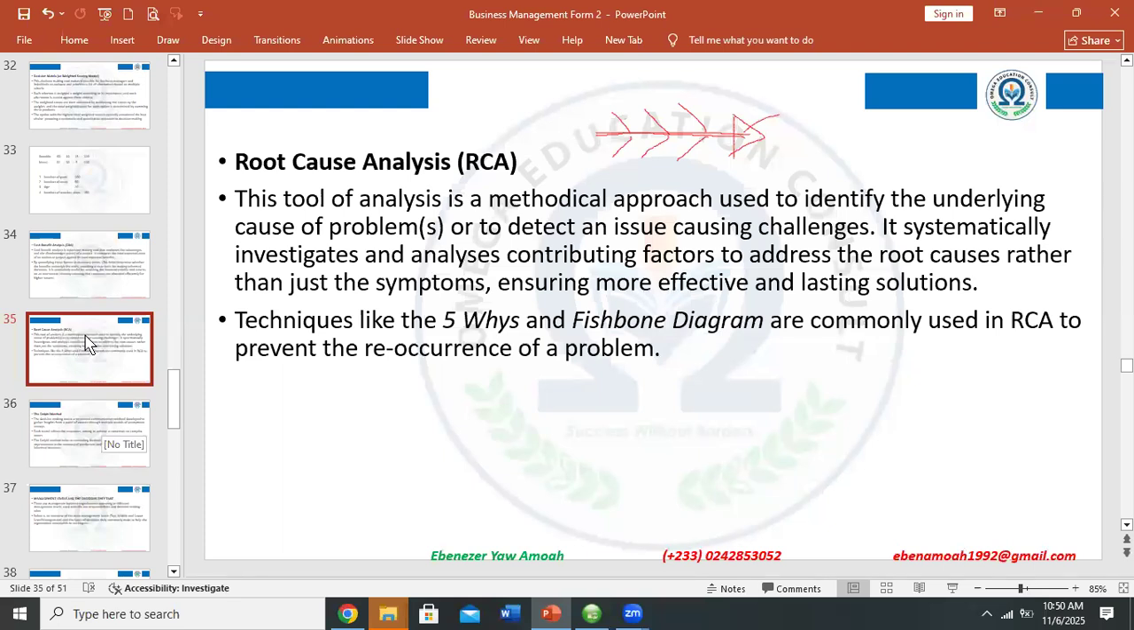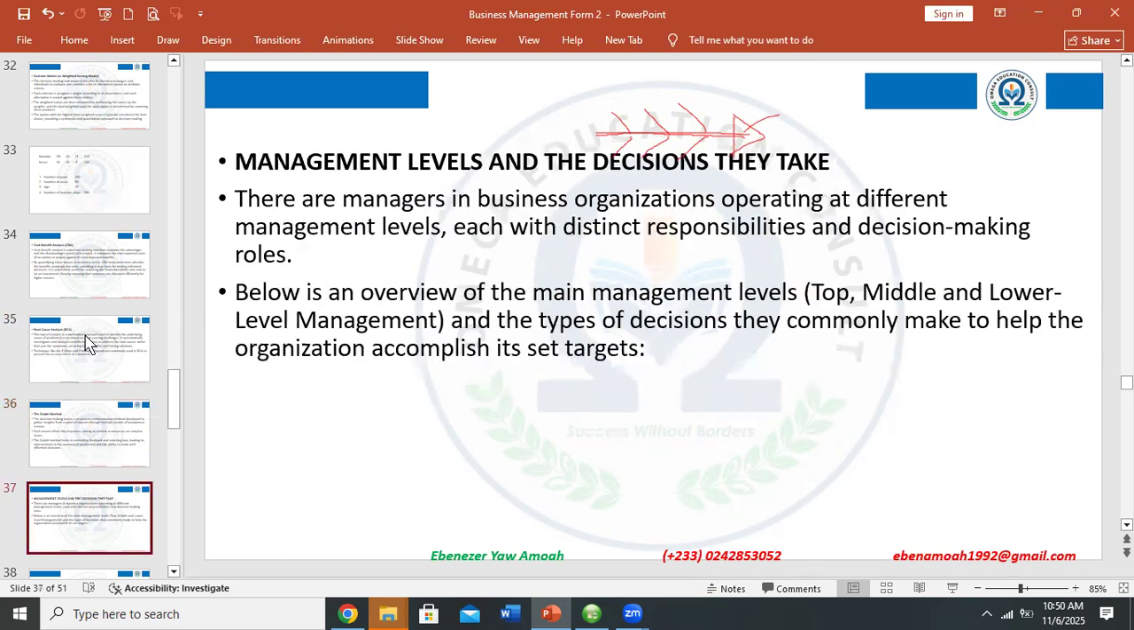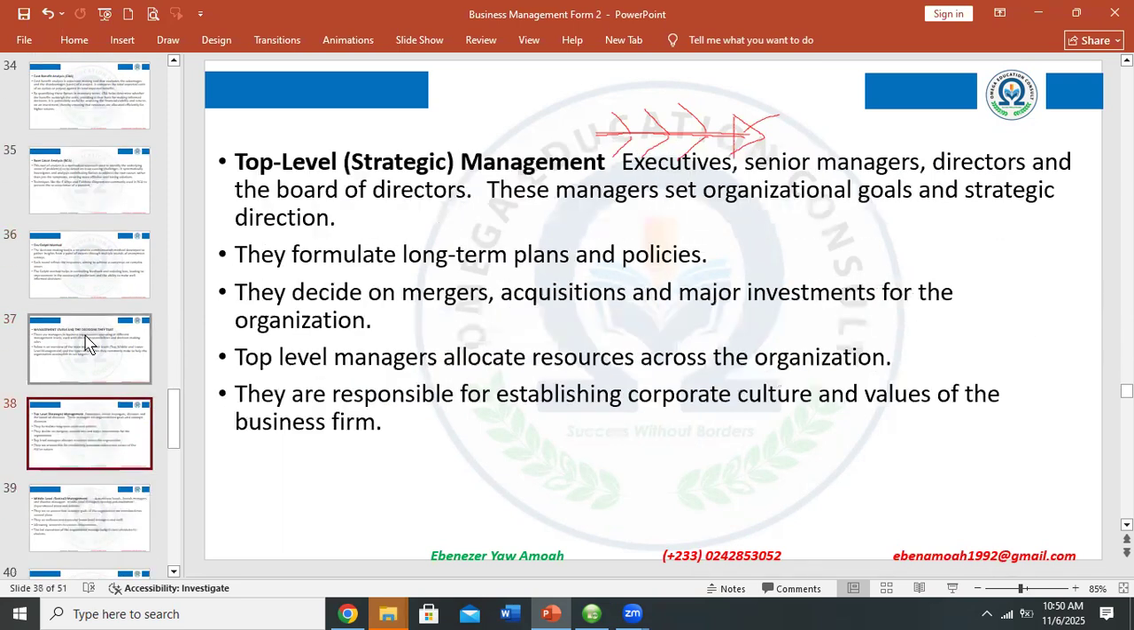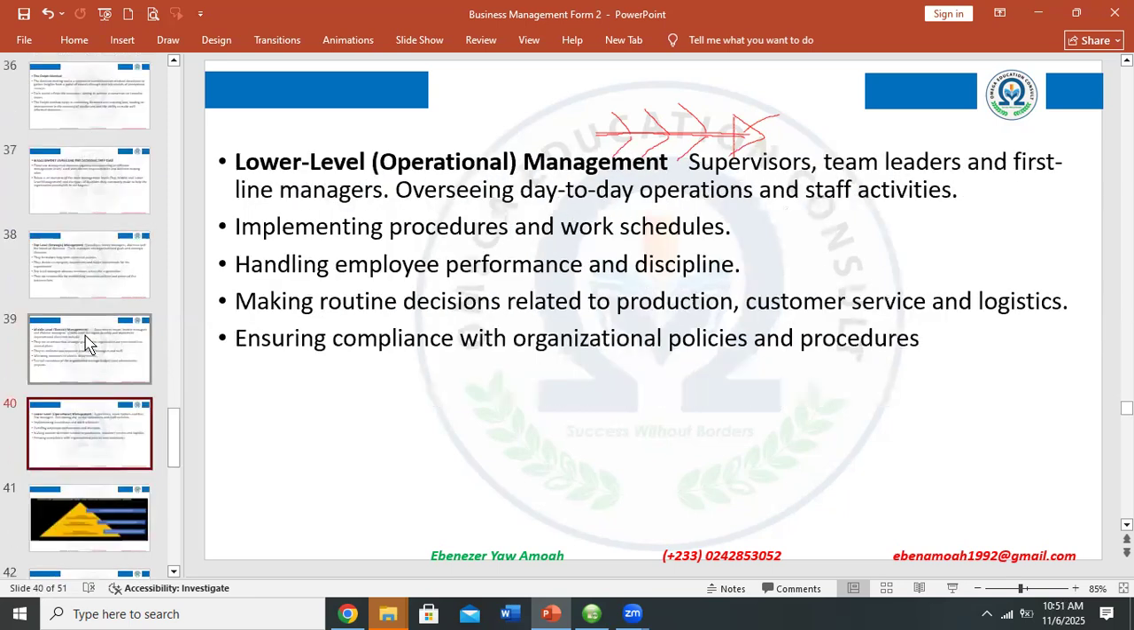So if you are sleeping in class, the first why: why are you sleeping in class? Because you eat a lot. Then you ask, why do you eat a lot? So you begin to ask why until you land on the final problem or cause. Then the Delphi method, right? We saw the Delphi method, which has to do with giving a survey to a panel of experts for them to give their opinion, and you refine it until you reach a consensus. Then we ended with the levels of management, which I think you all appreciate: lower, middle, and top.